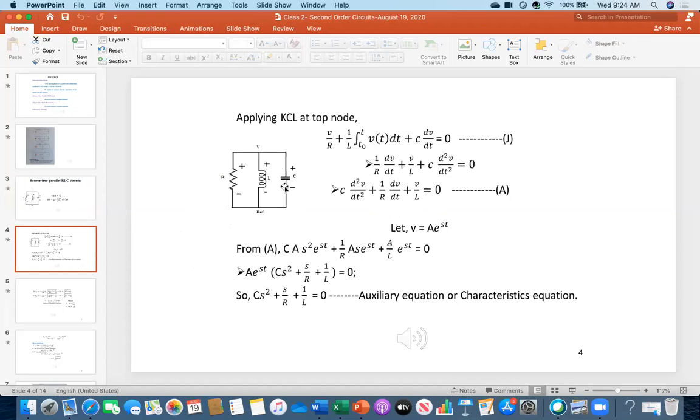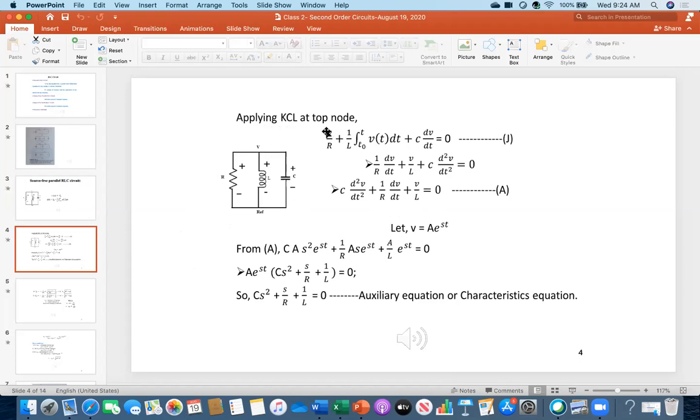Now this is the circuit that I showed in the previous slide. Everybody see, at the top node the common voltage is V, and the bottom node is the reference. This is the current flow direction. We are applying KCL, Kirchhoff's current law, that you all know, at the top node.